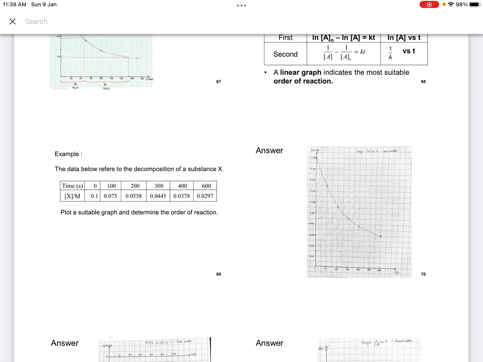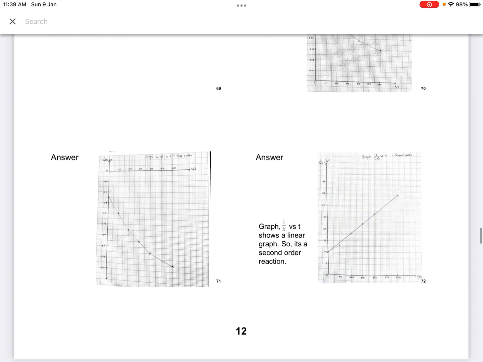Bila saya plot concentration versus time pada slide 70, saya dapat satu curve. Kalau dapat curve bila concentration versus time, maksudnya dia bukan zero order. Sebab kalau zero order, dia kena dapat satu linear graph yang slope-nya atau gradientnya negatif. So, dia confirm bukan zero order. Okay. Kalau dapat curve, dia ada dua possibility, iaitu dia boleh jadi first order atau second order. Kan? It can be either one of that.